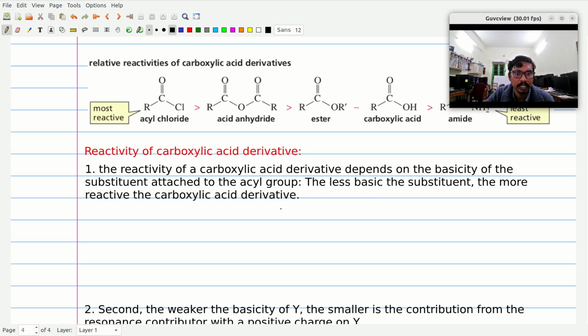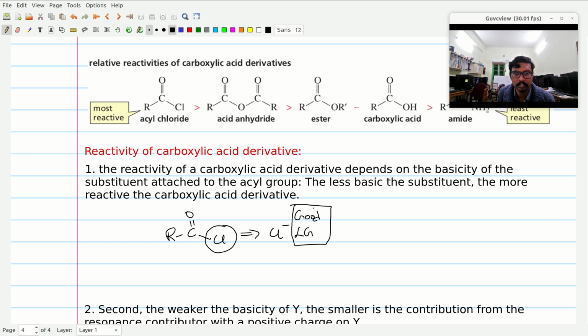One is that the reactivity of a carboxylic acid derivative depends on the basicity of the substituent that is attached to the acyl group. In the case of acid chlorides, the chloride is a very good leaving group, and hence acid chlorides are highly reactive.